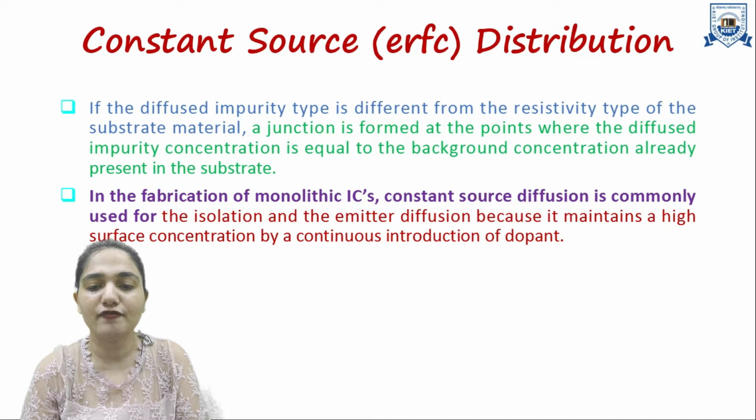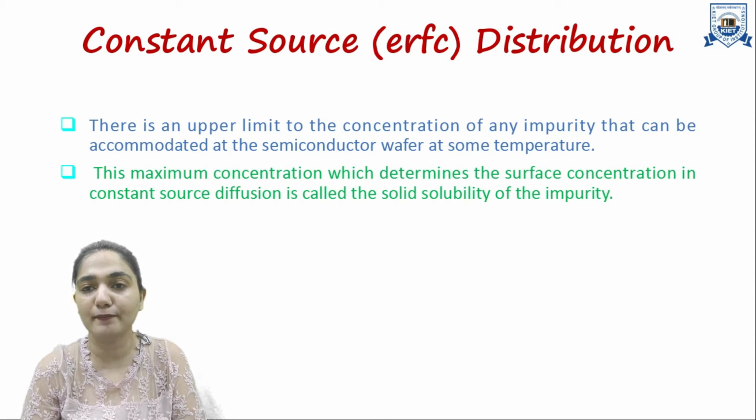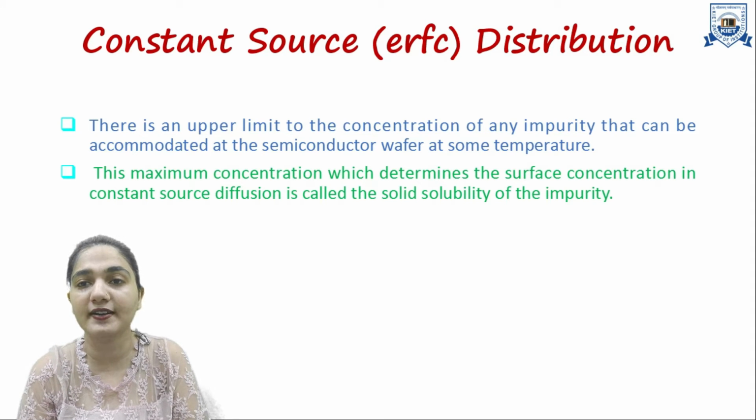Okay, in the fabrication of monolithic IC, constant source diffusion is commonly used for the isolation and the emitter diffusion because it maintains a high surface concentration by continuous introduction of dopant. So there is an upper limit to the concentration of any impurity that can be accommodated at the semiconductor wafer at some temperature. This maximum concentration, which determines the surface concentration in the constant source diffusion, is called the solid solubility of the impurity. And this is a very important definition.